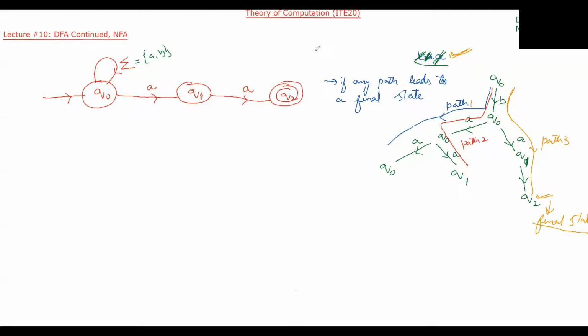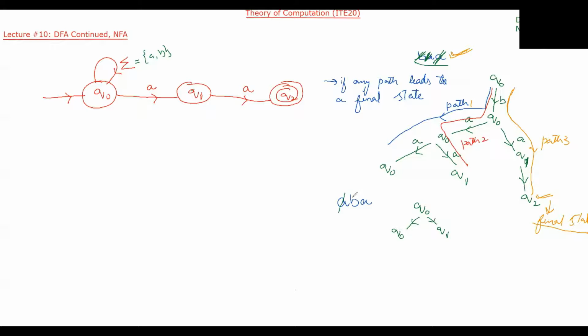Now let me take another example. For example, if we have A, B, C. Let's see what will happen, whether this automata accepts this particular string or not. Initially, it is in state Q0. Now A comes. On A, it has 2 choices. It can go to Q0 or it will go to Q1.